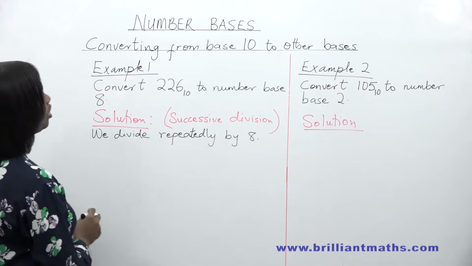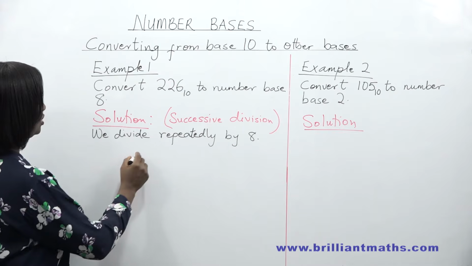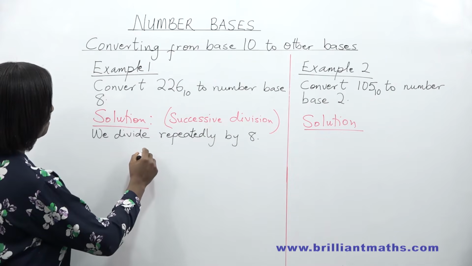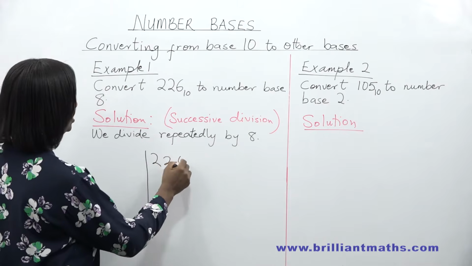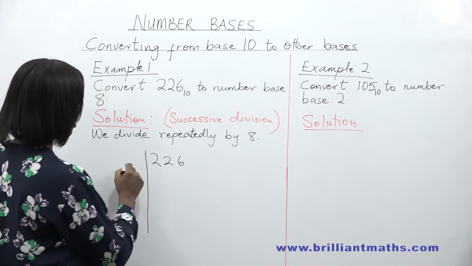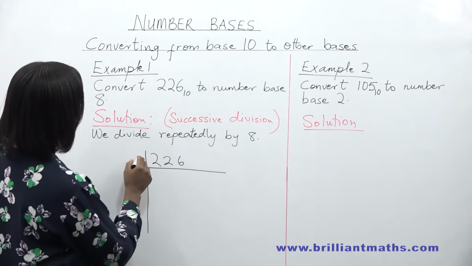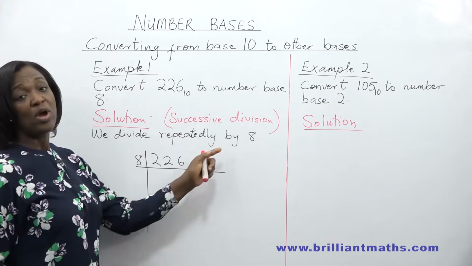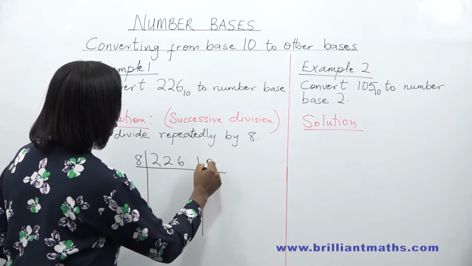So convert 226 to number base 8. So we write our number. The number is 226 in base 10. So we are dividing by 8 because we are converting to base 8. And then we'll record the remainder.